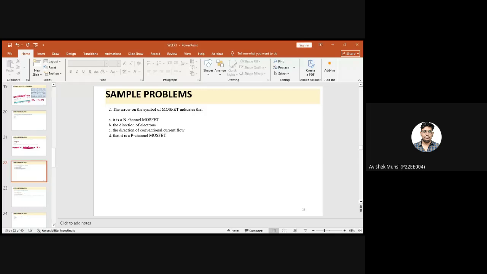Fine. The correct answer is the direction of the electron. Basically, the arrow indicates the direction of electron. If it is the direction of electron, then the current direction will be reverse. So in the case of P channel and N channel, we see these kinds of arrows. That is the flow of the electron, not the flow of the current. The current direction will be the reverse of that.